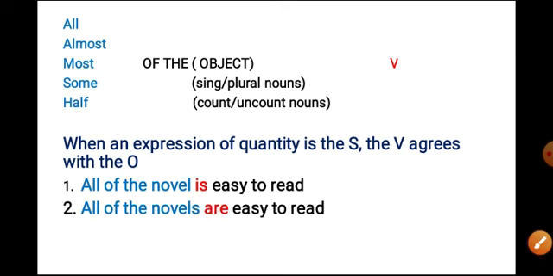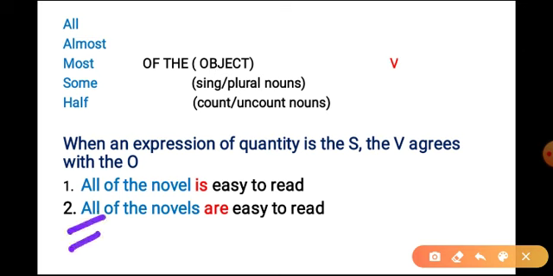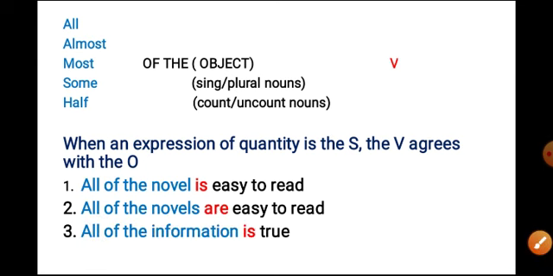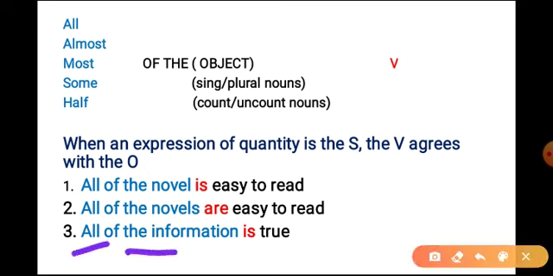Kemudian, all of the novels are easy to read. Yang menjadi subjeknya all, kemudian ada the novels, more than one. Jadi verb-nya adalah are. Oke. Next, all of the information is true. Kita perhatikan all dan the information. The information masuk dalam uncountable noun, jadi verb-nya adalah is.